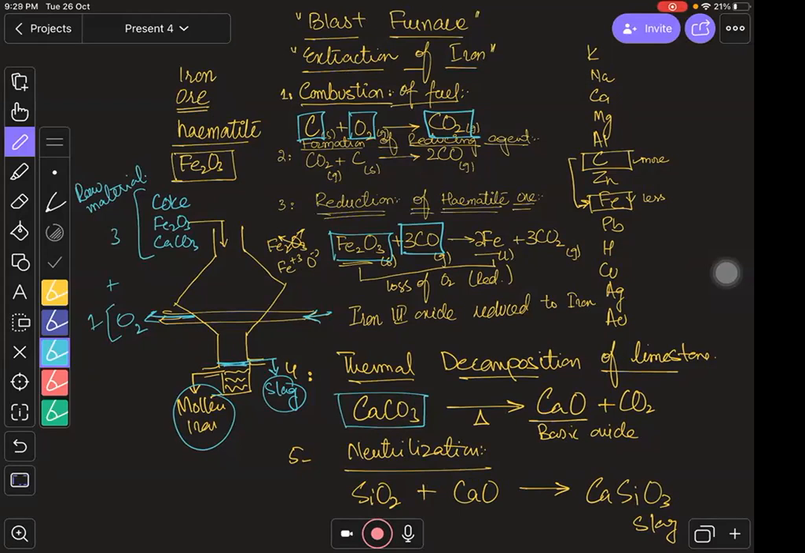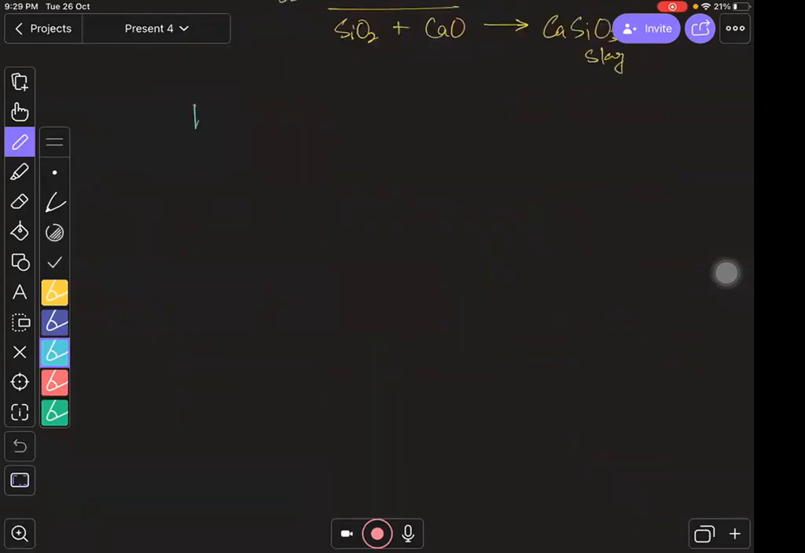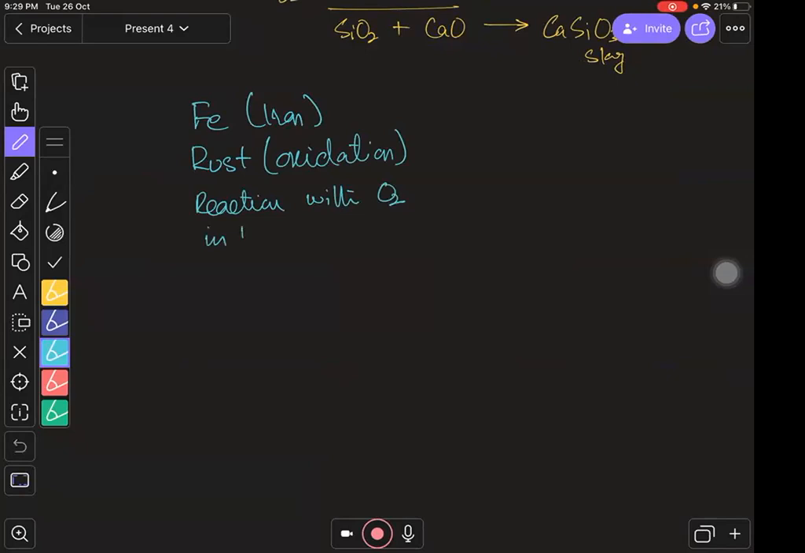Then let's talk about iron. What is iron? Iron is Fe, right? We know that iron can rust. Rust is oxidation, right? And you need to remember this, that iron always rusts in the presence of water. Rusting is the reaction with oxygen in the presence of water.